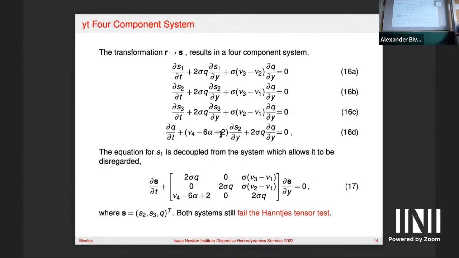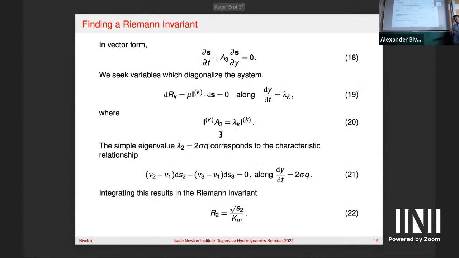And then we tried testing this again, still failed the Haantjes tensor test. So still an issue. Nevertheless, we bravely just push forward. We look for Riemann invariants anyway. In this case, when we go through, there is a simple eigenvalue, 2 sigma q, simple, no multiplicity, but it's short. And it has the characteristic relationship given by equation 21. It gives us a relatively simple Riemann invariant, right? So I have one of them at least. And with one of them, I could at least partially diagonalize and go from there.